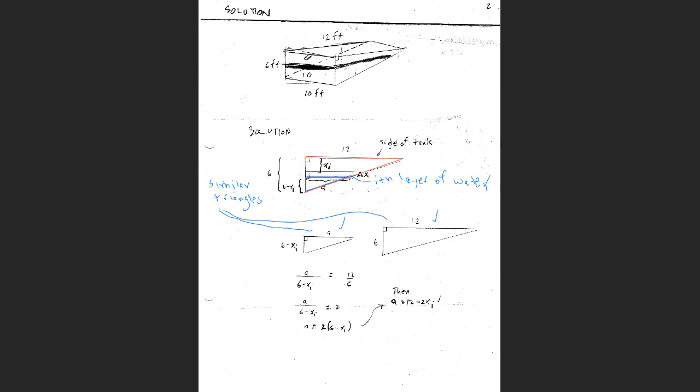So again, what I want to do is solve for A. I want to find an expression for the length of the ith layer of water that's x feet below the top of the tank. So, okay, I can say that A is to 6 minus x sub i, that ratio, would be equal to the ratio of 12 over 6. Right? Because the sides are in proportion, so the ratios are equal to each other.